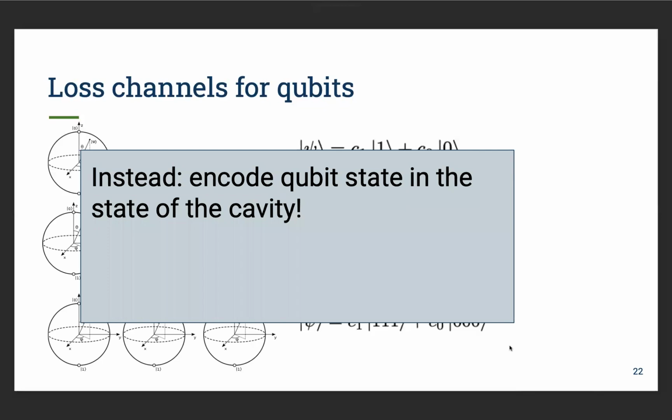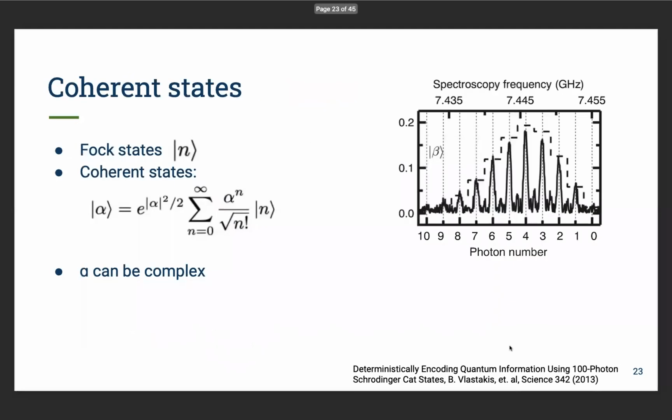So an alternate approach could be trying to encode the information from your qubit state into the state of the photons in your cavity. And so we need to talk about Fock states and coherent states. These are both types of photonic states in a cavity. And just like you can write your matrices or your vectors in terms of different bases, you can write these states in terms of different basis states.